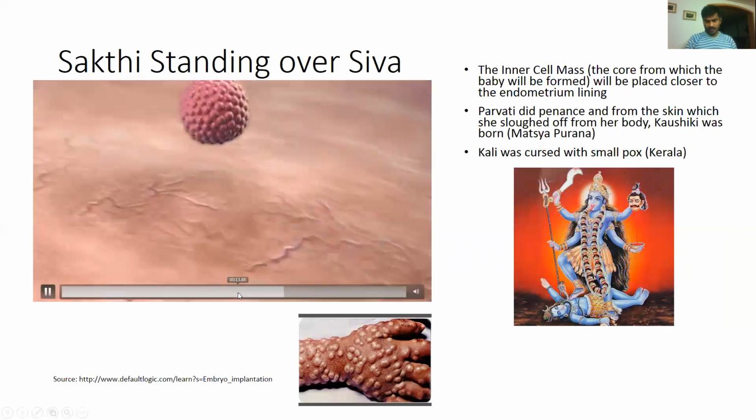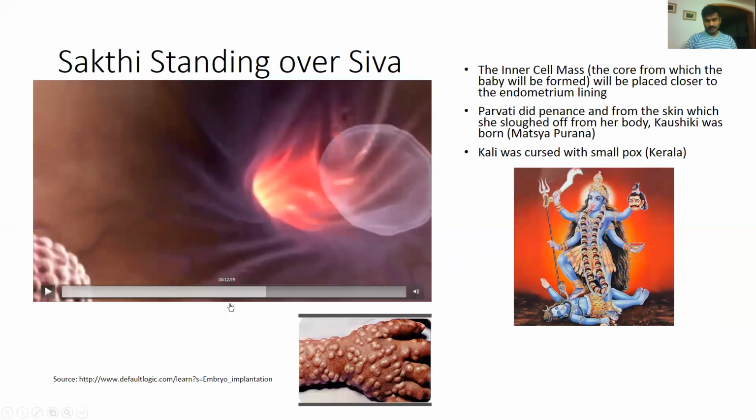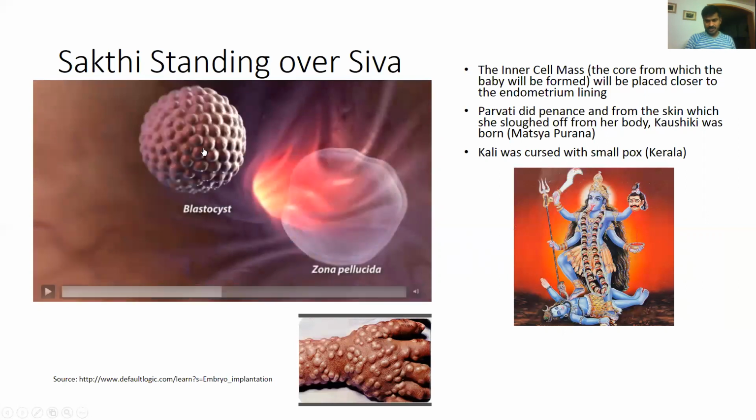And one point worth noting is, if you look at the shape of the blastocyst, it is very similar to how a person is affected by smallpox. Okay, the shape is very similar. And this is the reason why in Kerala, if you look at the story of Kali, they say the wife of the demon cursed Kali so that she will have smallpox. Okay? It is there in the Puranas. So this is the reason. Now, let's go on.